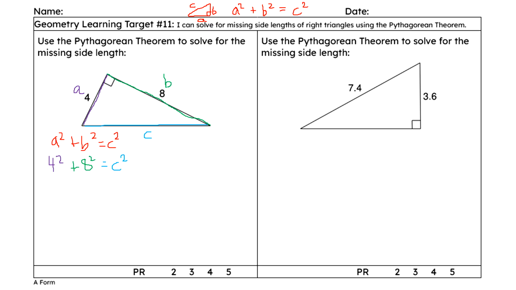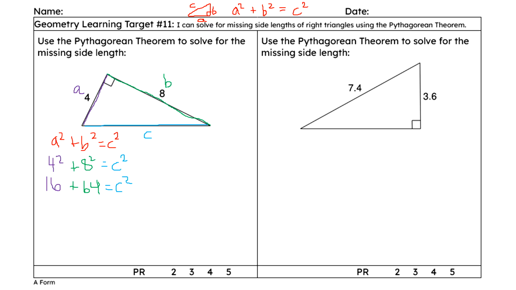So now I have an equation with just one unknown, just C. Now I can figure out what C has to be. So let's evaluate some of these exponents. I've got 4 squared. 4 times 4 equals 16. Remember, that's not 4 times 2. It is 4 times itself twice. So 4 times 4 is 16. The answer is not 8. And then 8 squared, that's 8 times itself twice. That is 64. So 8 times 8 is 64. So the sum of those two things is going to be equal to the hypotenuse squared.